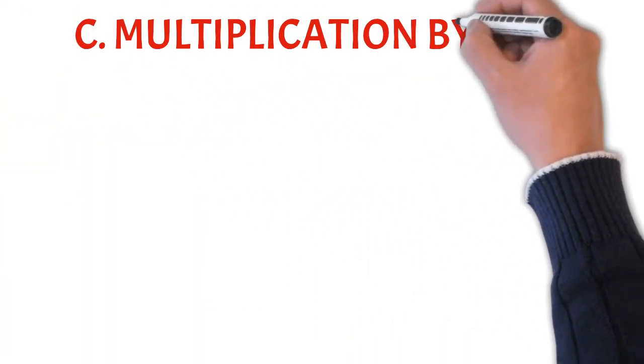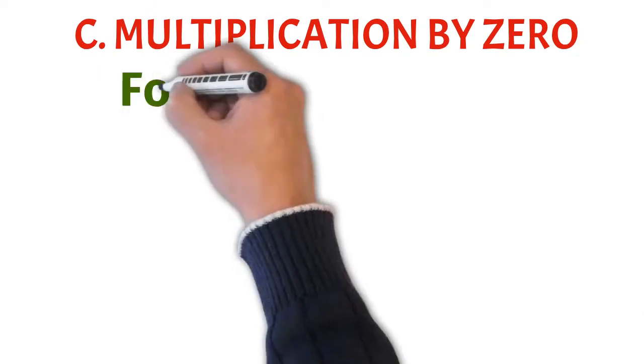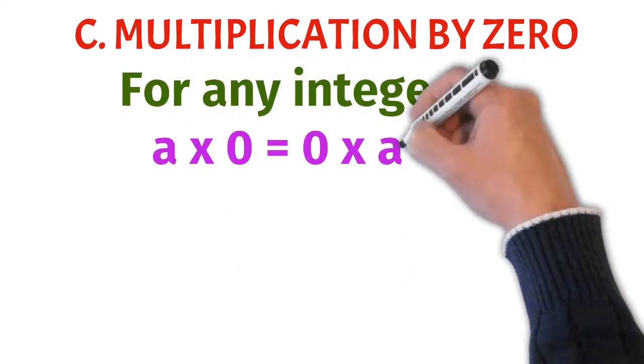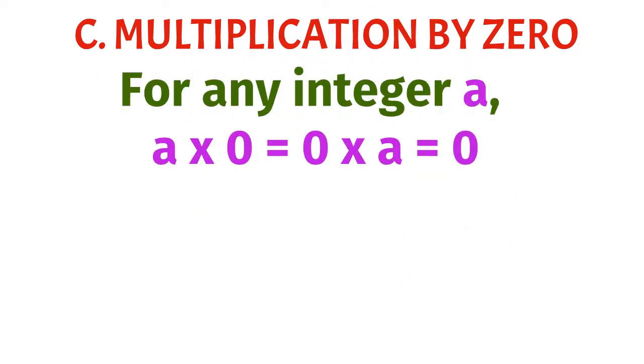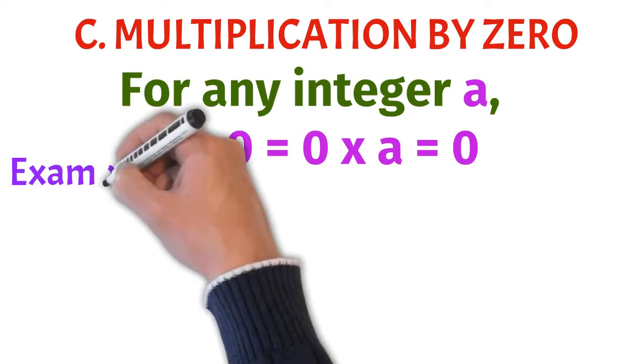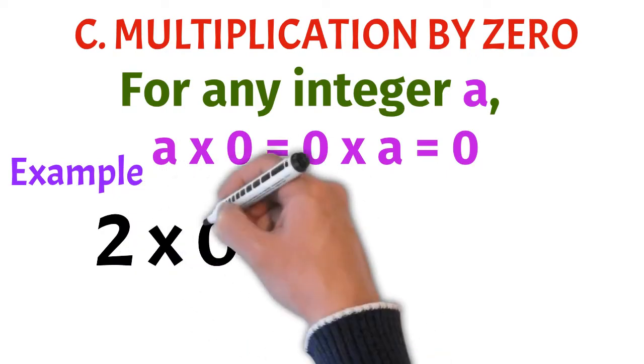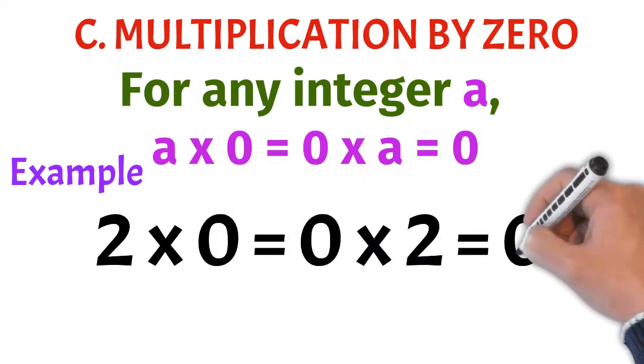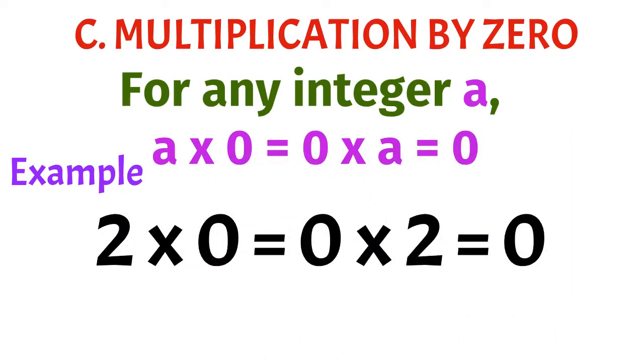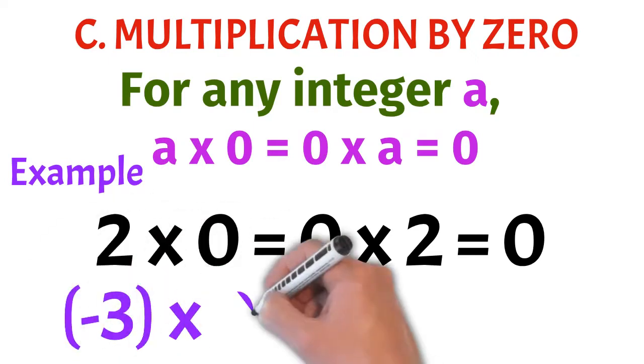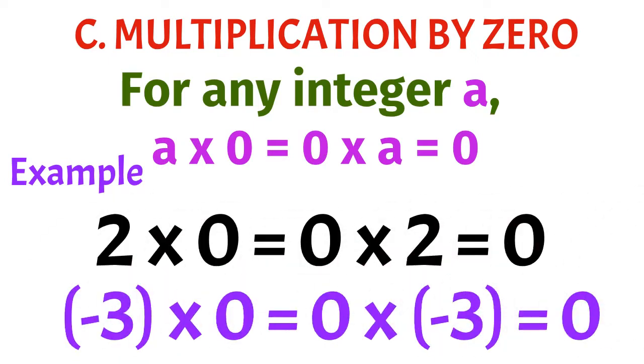Thirdly, multiplication by 0. For any integer a, a into 0 equal to 0 into a equal to 0. For example, 2 into 0 equal to 0 into 2 equal to 0. Likewise, minus 3 into 0 equal to 0 into minus 3 equal to 0.